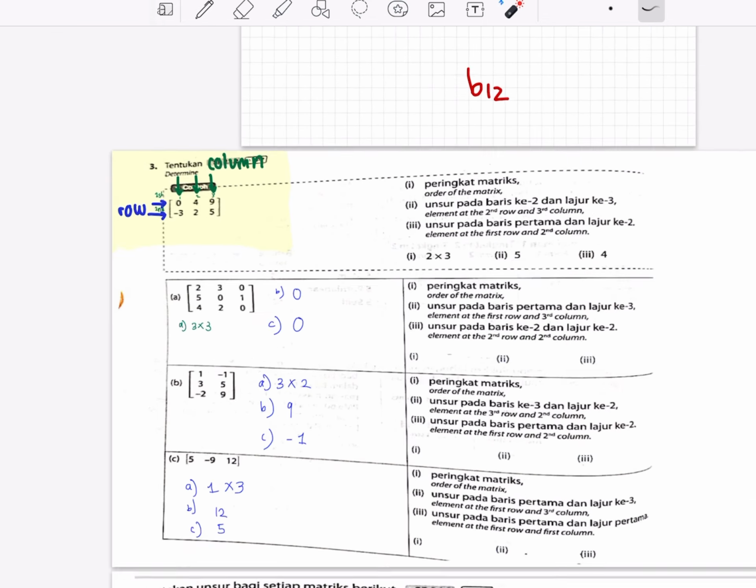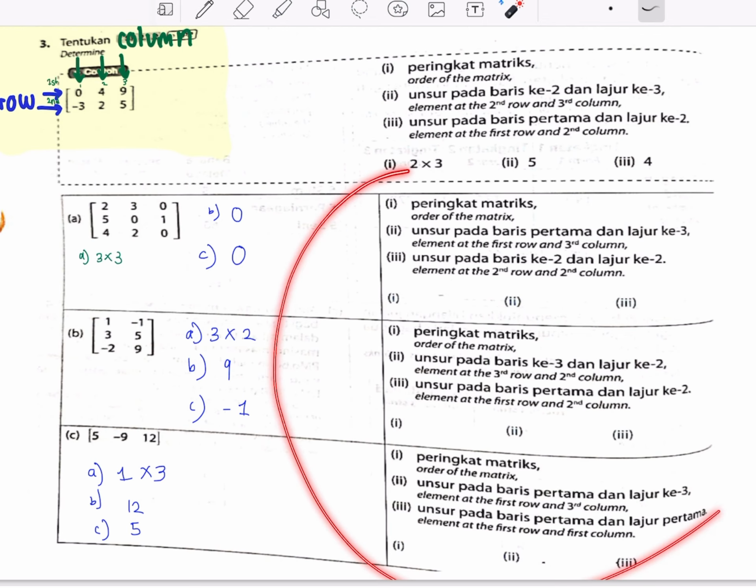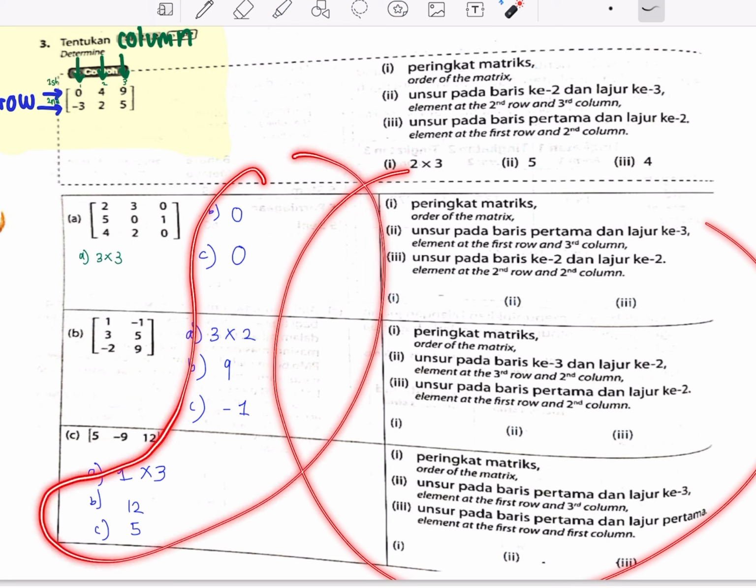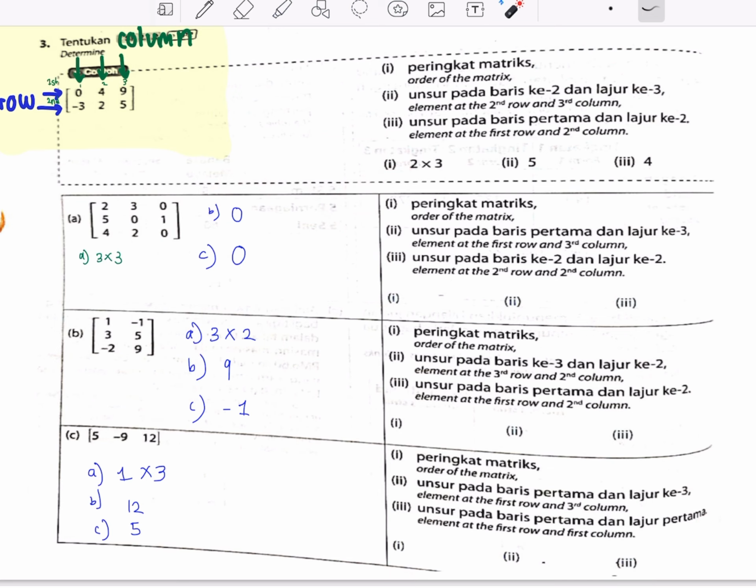Okay, betul. You guys can screenshot this and try to do it on your own without looking at the answers that are provided over here. Okay, get ready to screenshot in 3, 2, 1.